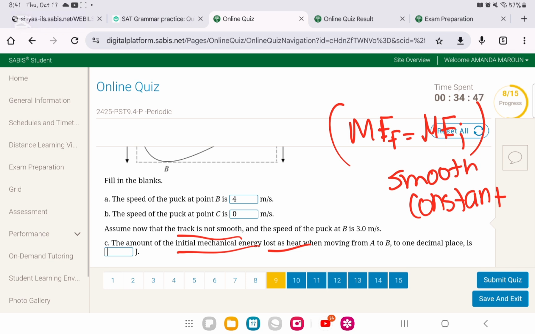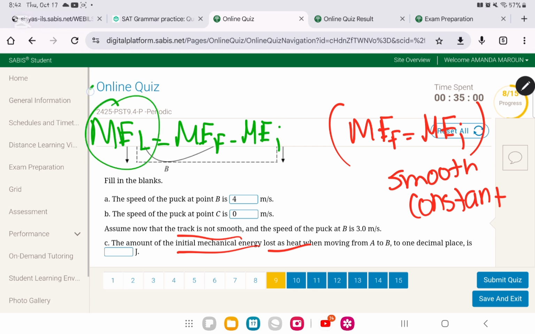Since it's not smooth, we have a new equation, which is the mechanical energy lost is equal to the mechanical energy final minus the mechanical energy initial. Okay? This you can change to what? The change in mechanical energy, if you want. Okay? So, mechanical energy moving from A to B. We know the rule for mechanical energy is what? Kinetic energy plus gravitational potential energy.